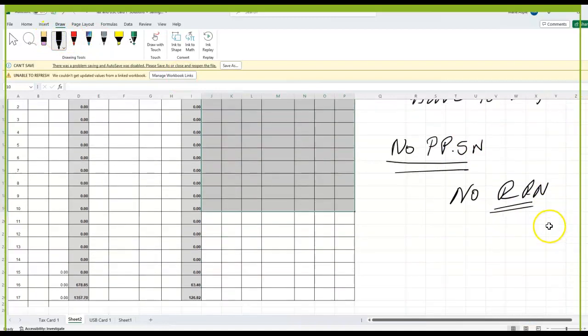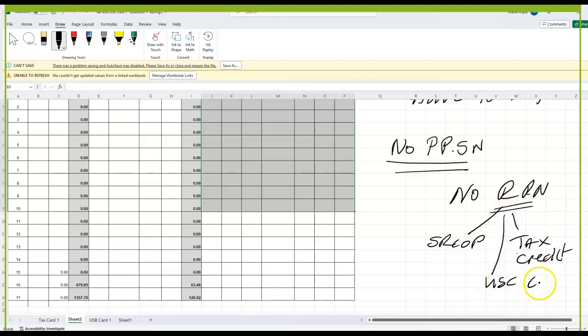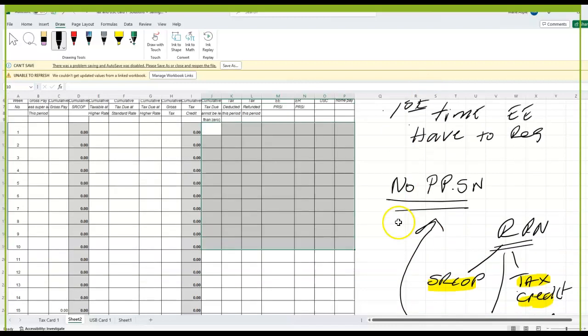So when you get your RPN, what do you expect to see on that? Well, you expect to see the standard rate cutoff point, and you expect to see the tax credits, and you also expect to see the USC cutoff points. Okay, so that's what happens when you get an RPN. So if you don't get an RPN, you've no standard rate cutoff point, you've no tax credit, you've no USC cutoff points, and that means you must use emergency rules, and it's emergency without a PPS. So we're going to look at the two elements first: with a PPSN number and without a PPSN number.